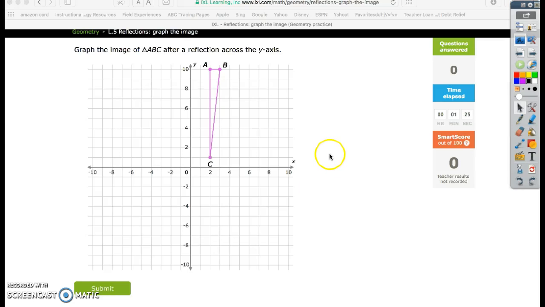Hey guys, I'm going to be showing you how to reflect images as it's given to us in IXL. For this first one, it says graph the image of triangle ABC after the reflection over the y-axis. So the first thing I need to do is write down my coordinates for each point. A, B, C. I'll write down my coordinates for each of these points.